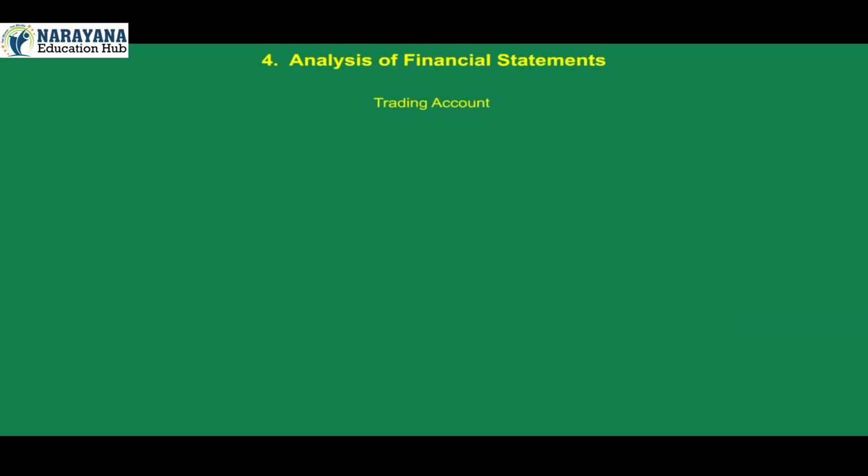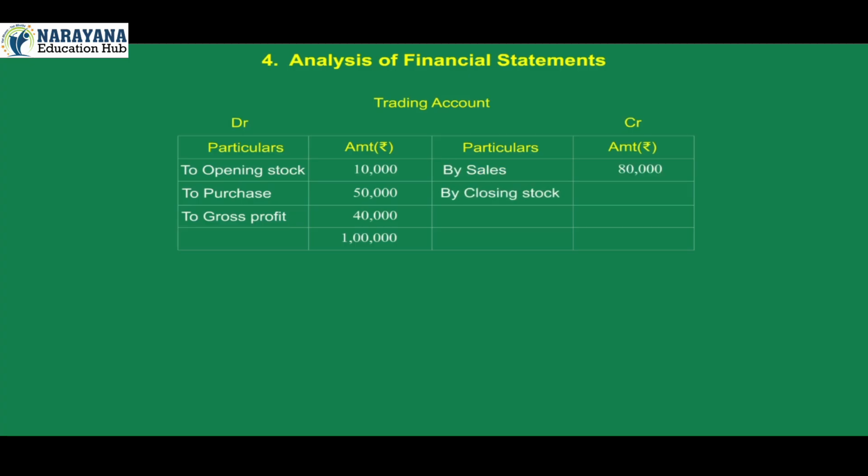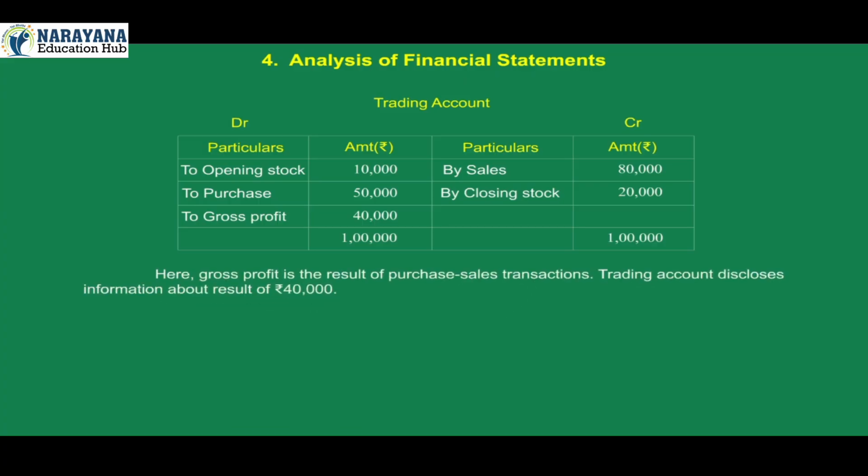Trading account. On the debit side: particulars, amount. On the credit side: particulars, amount. To opening stock 10,000, to purchase 50,000, to gross profit 40,000, total 1 lakh. By sales 80,000, by closing stock 20,000, total 1 lakh. Here, gross profit is the result of purchase and sales transactions. The trading account discloses information about the result of Rs 40,000.